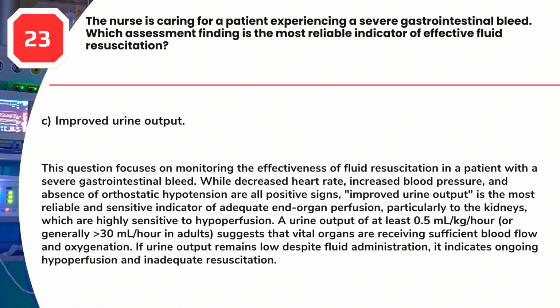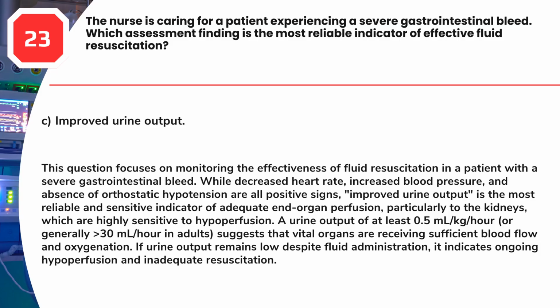Answer: C. Improved urine output. This question focuses on monitoring the effectiveness of fluid resuscitation in a patient with a severe gastrointestinal bleed. While decreased heart rate, increased blood pressure, and absence of orthostatic hypotension are all positive signs, improved urine output is the most reliable and sensitive indicator of adequate end organ perfusion, particularly to the kidneys, which are highly sensitive to hypoperfusion.